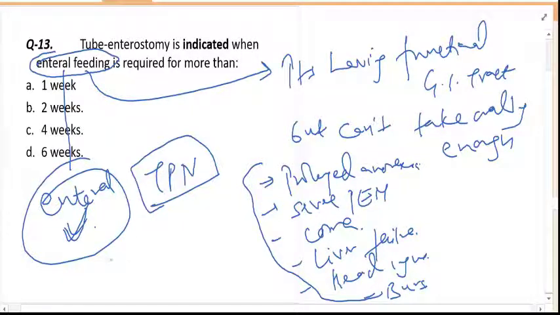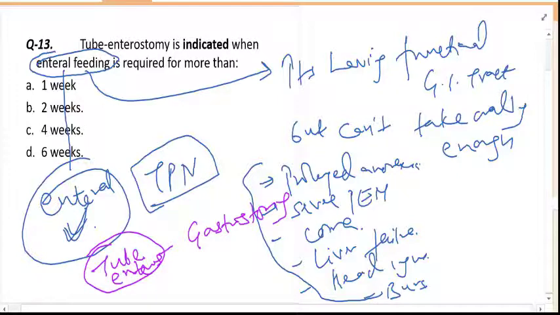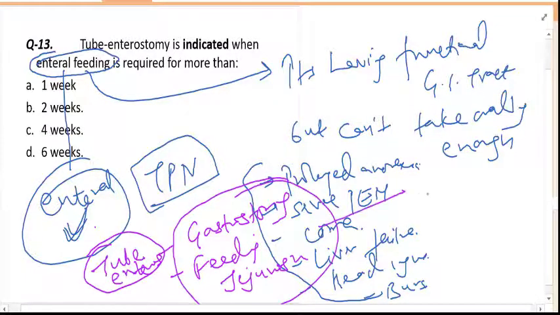Usually when you give enteral feeding, you will put a nasojejunal tube or nasogastric tube. Tube enterostomy means either a tube gastrostomy or a feeding jejunostomy. This is done if enteral feeding is required for more than 6 weeks. So if it is required for more than 6 weeks, then you will not give by nasojejunal route, you will use either a gastrostomy or a feeding jejunostomy. So more than 6 weeks is our answer.